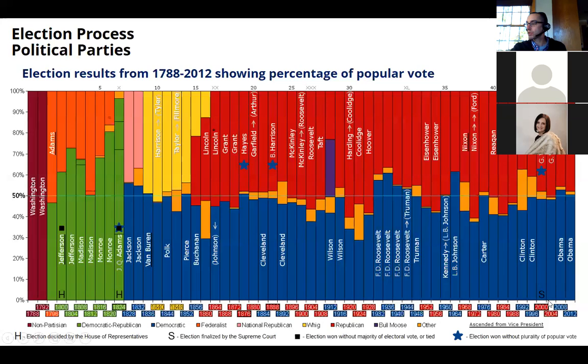George W. Bush in 2000, you compare the red to the blue. The blue is closer to 50%. George W. Bush had less of the popular vote than the losing Al Gore in 2000.